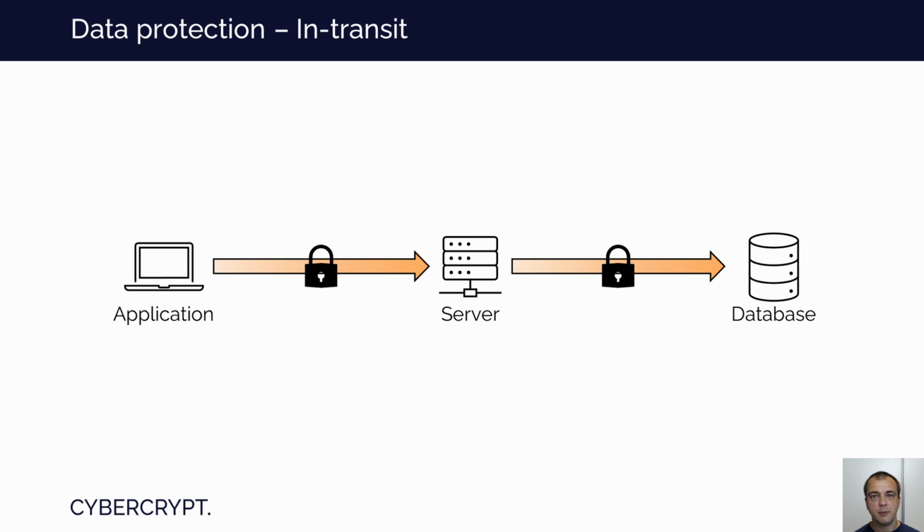Your data is encrypted between the application and the server, but as soon as the data reaches the server, it will be decrypted and the server has full access to the data. Encryption at rest protects the data when not in use. When the data needs to be processed, it will be decrypted.